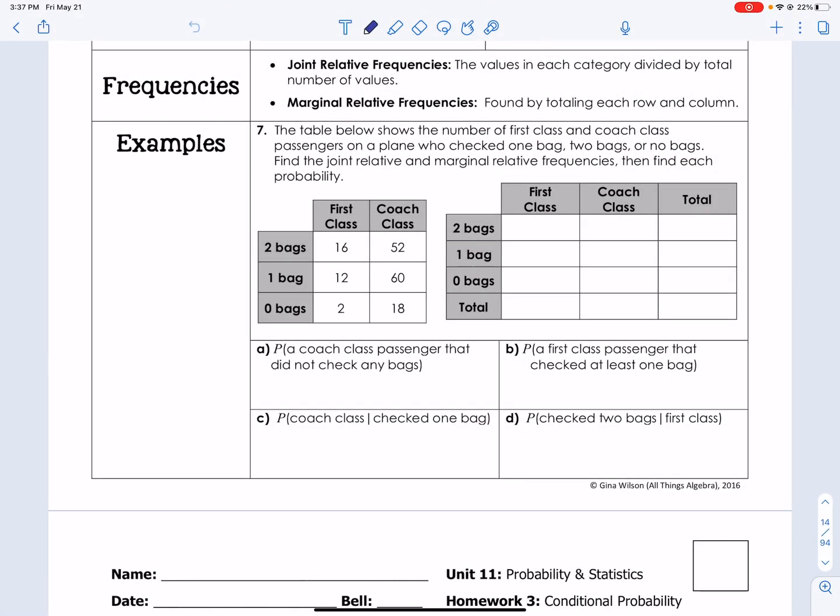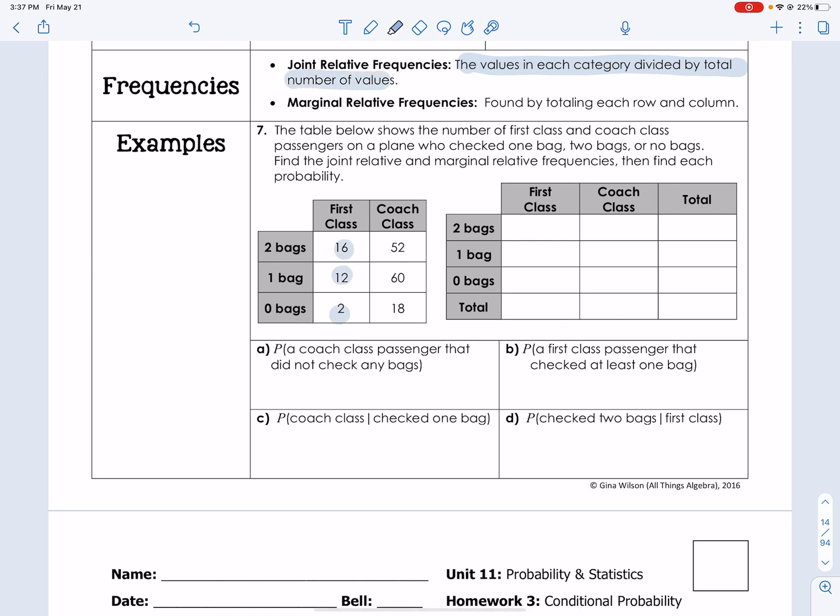All right, so this is the second part of the movie. Sorry, the bell rang. I'm not going to ask you to find joint relative frequencies or marginal, but what this is for is when you have large amounts of data and a bunch of tables. So what you do is, if you look up here, it says the values in each category divided by the total number of values.